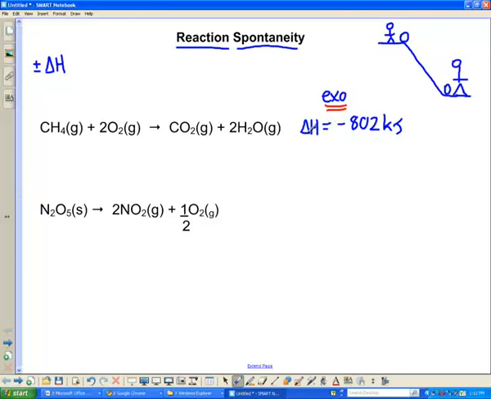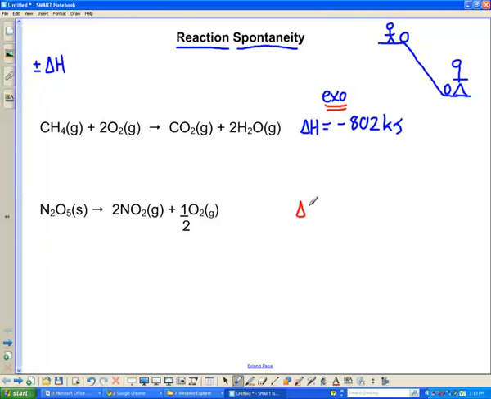But it wasn't that much longer until reactions were found that, although they happened spontaneously, so they gave it a little bit of a start and then they just carried on by themselves, they didn't give out heat in the way an exothermic reaction does. For example, this one right here, the decomposition of dinitrogen pentoxide.